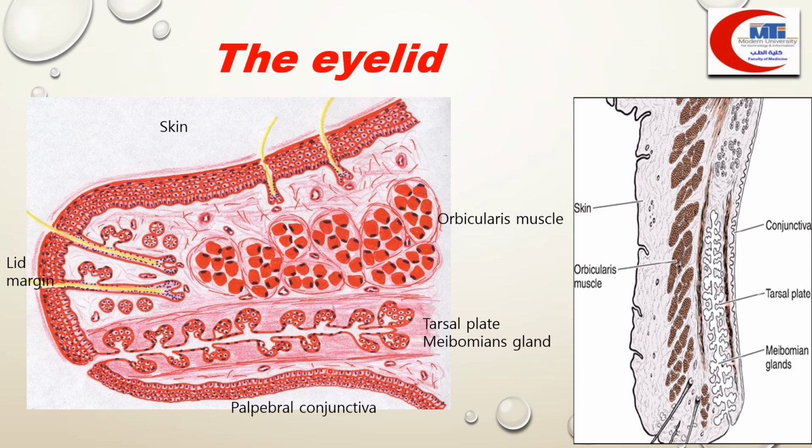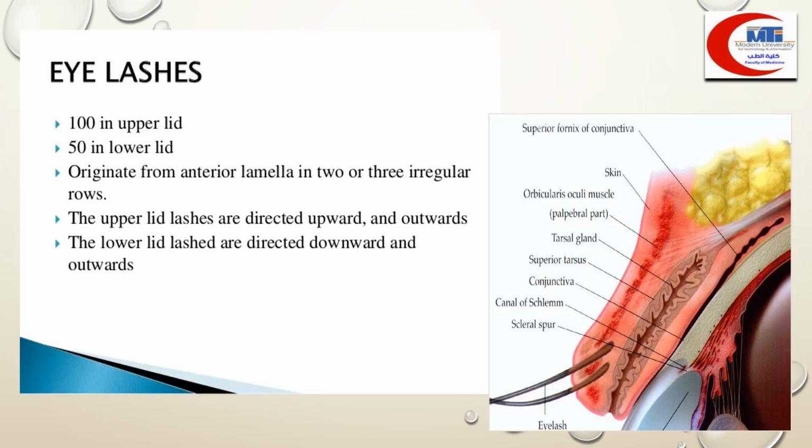The last part is the palpebral conjunctiva. This is the skin and muscle, tarsal plate, and the conjunctiva. The eyelashes are about 100 in the upper lid and 50 in the lower lid. The upper lid lashes are directed upward and outward, and the lower are directed downward and outward.